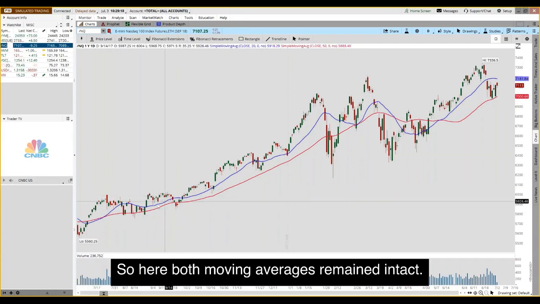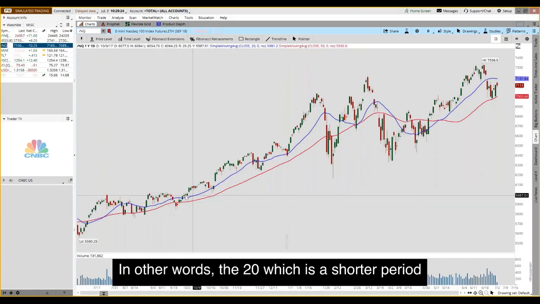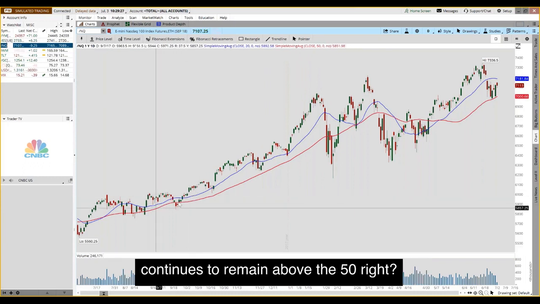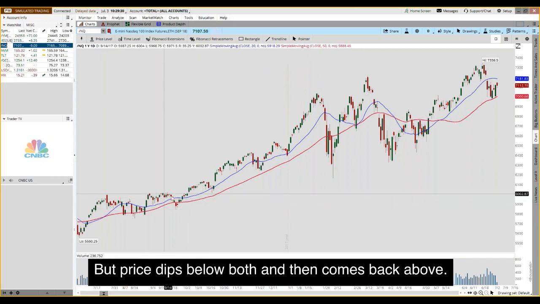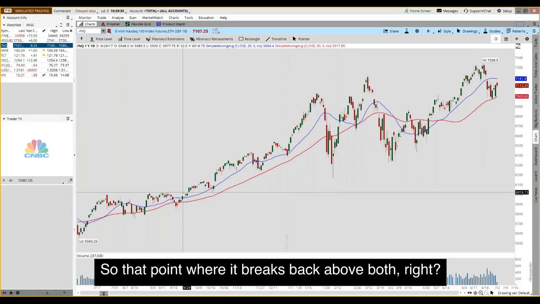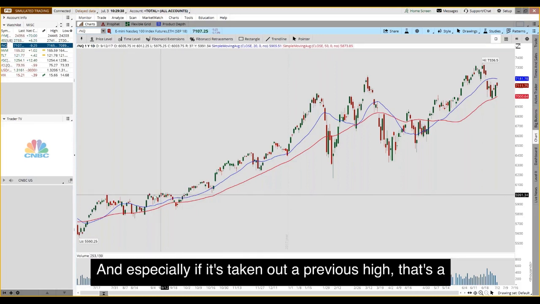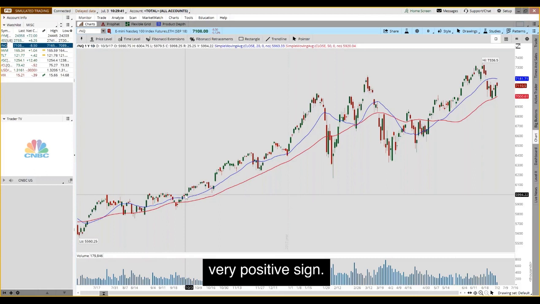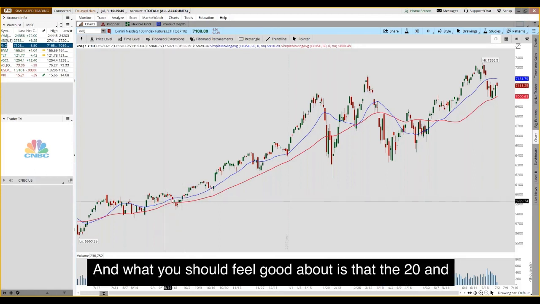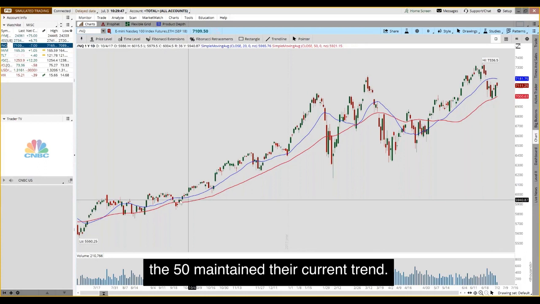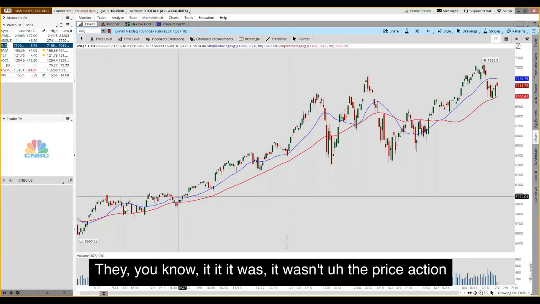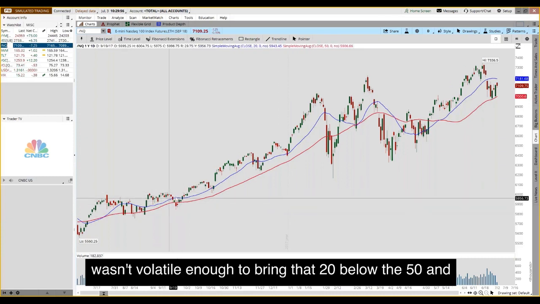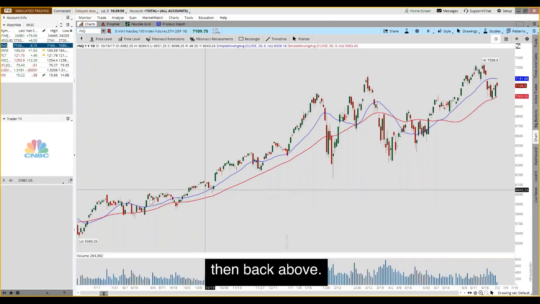So here, both moving averages remained intact. In other words, the 20, which is a shorter period, continues to remain above the 50, right? But price dips below both and then comes back above. So that point where it breaks back above both, and especially if it's taking out a previous high, that's a very positive sign. And what you should feel good about is that the 20 and the 50 maintained their current trend. The price action wasn't volatile enough to bring that 20 below the 50 and then back above.